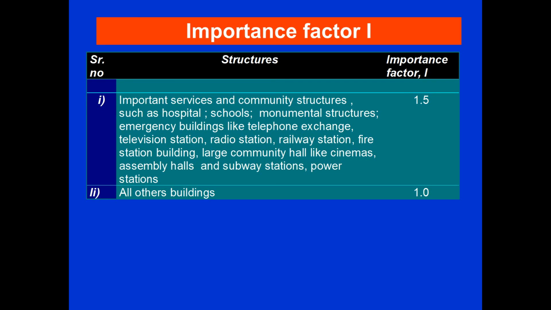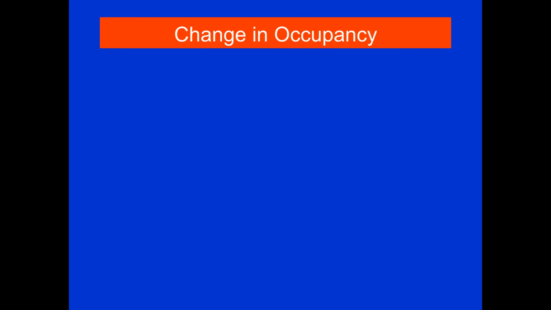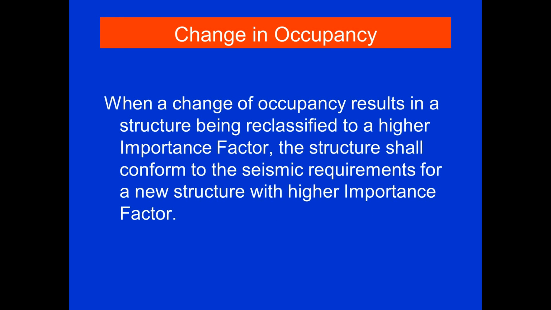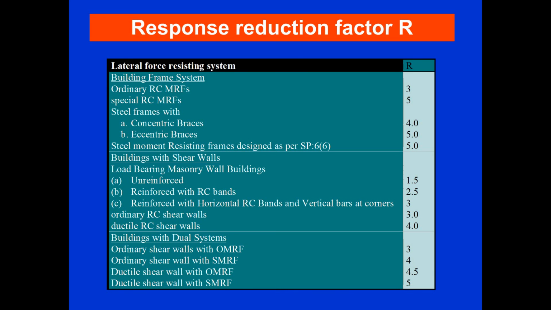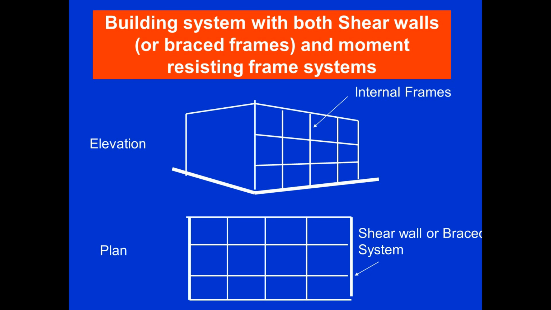When we go for the calculation, the next is your importance factor: 1.5 for important buildings, and for other buildings the factor is 1. These are the changes in occupancy. Then for lateral force, the value of R can be taken from this table. Then the next part is building system with both shear and brace frame. This part we will cover in our lecture.